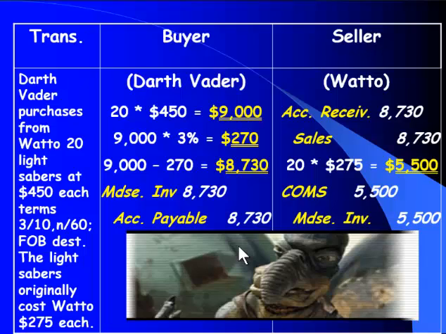Do you see how you can compare the sales and the cost of goods sold and see if we had a profit then? Notice if the buyer's got more inventory, the seller's got to have less. If the buyer has more accounts payable, the seller has more accounts receivable.